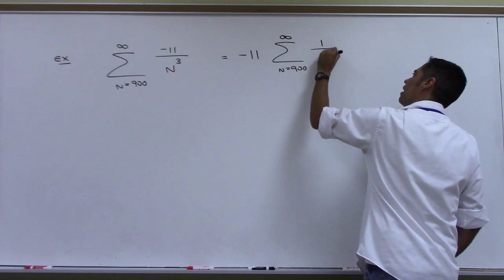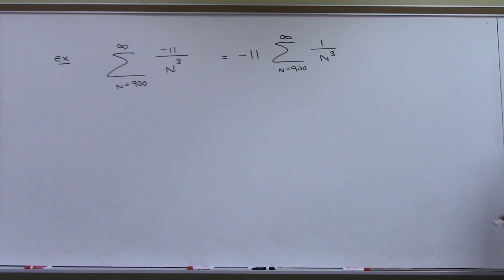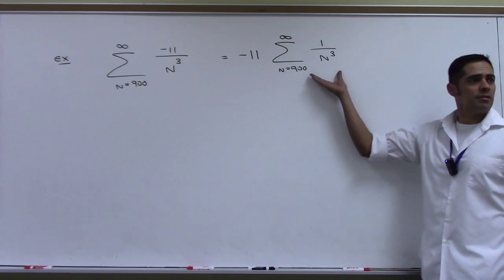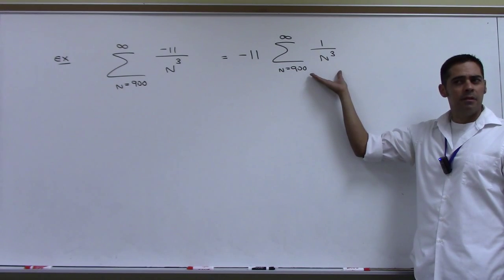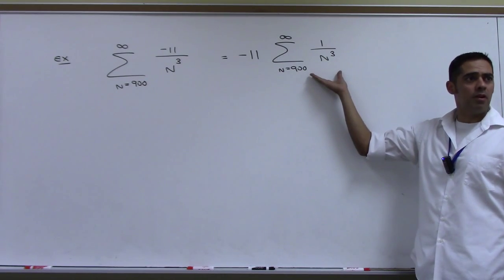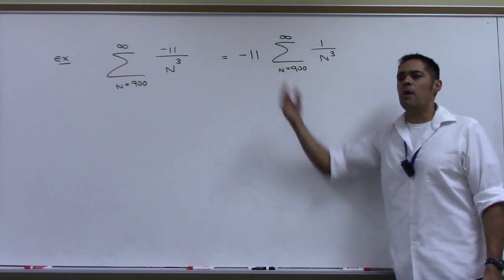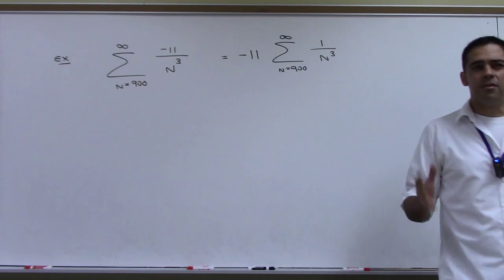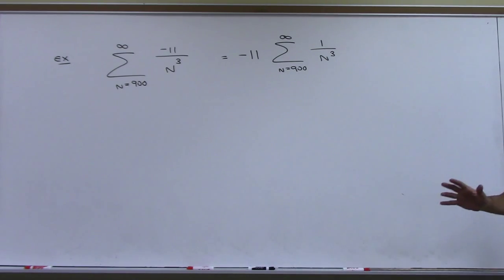Right. Is that okay if I do that? Yeah? And this is a p-series? P being 3, which is bigger than 1, so it should converge. So if this converges to a number that I multiply by negative 11, it's still a number, right? But there's something else. It's not bothering anyone?